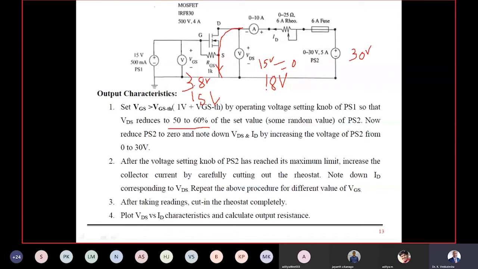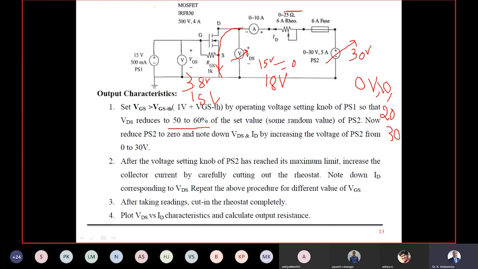Then I'm going to take only 3 readings here. Sorry, 6 readings. The 6 readings are after setting VGS more than VGS threshold, PS2 which was 30 before and VDS was 15 or 18 before, what you need to do? Reduce PS2 to 0, then set PS2 to 10 volt, take one reading. 20 volt, take second reading. 30 volt, take third reading. What are the readings? VDS and ID. 3 readings I get from the PS2.